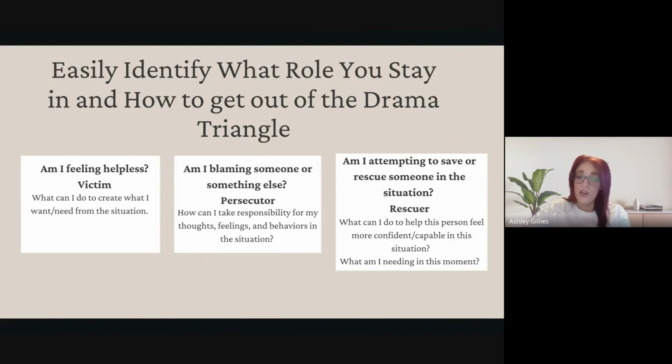There are 3 little questions on your screen. The role is in bold, and underneath that is the question that you ask yourself to essentially get out of the role. Okay, so am I feeling helpless? If you have a situation and you think, I don't want to fall victim, persecutor, or rescuer, I really want to use a role that is healthy and not dysfunctional, I'm going to ask myself these 3 questions before I go in and solve the problem. So, am I feeling helpless?